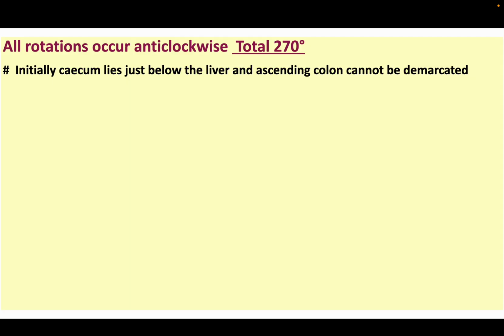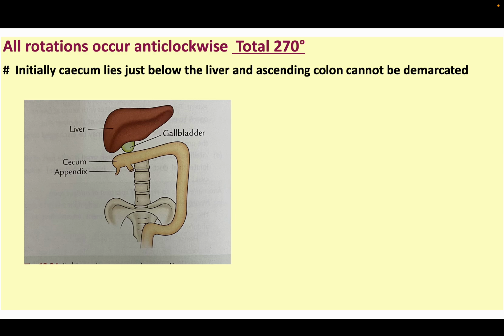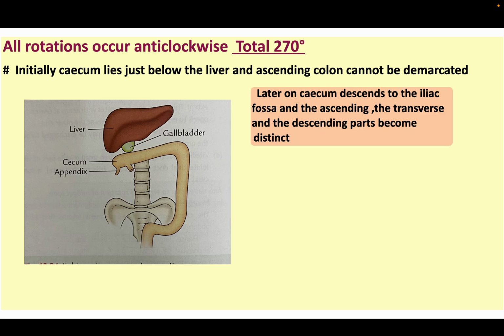So all rotations occur anti-clockwise. The total 270 degree rotation happens. Initially the cecum lies just below the liver and the ascending colon cannot be demarcated. So this is the diagram showing when it is subhepatic. Now later on the cecum descends to the iliac fossa and the ascending, transverse and descending parts become well demarcated or distinct.